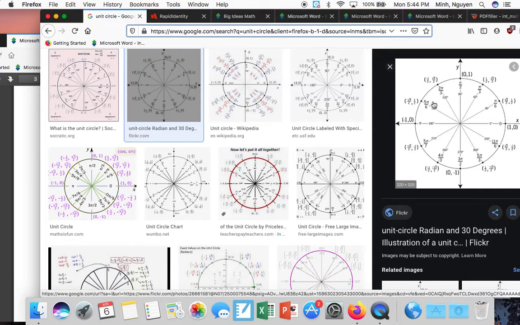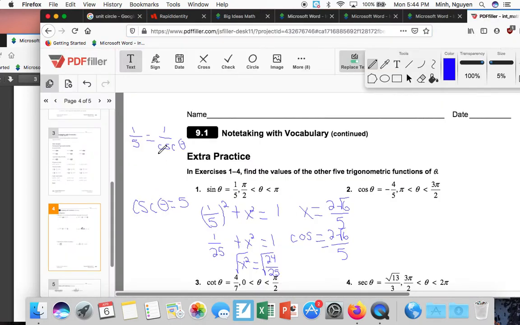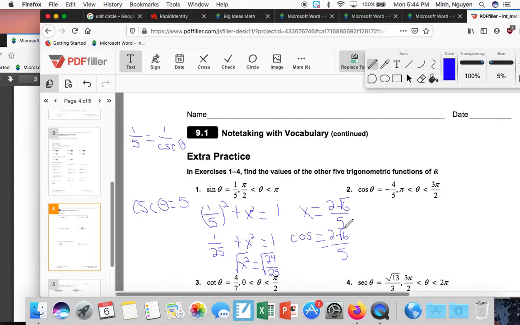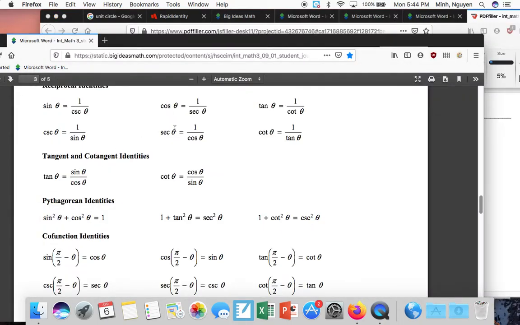Since cosecant is the reciprocal of sine, then if sine is positive, cosecant will also be positive. As for cosine, since the reciprocal of cosine is secant, and cosine is negative, then I could also just say that secant is negative. Okay, so we have cosine, and then we can go ahead and find secant since it's just the reciprocal of cosine.